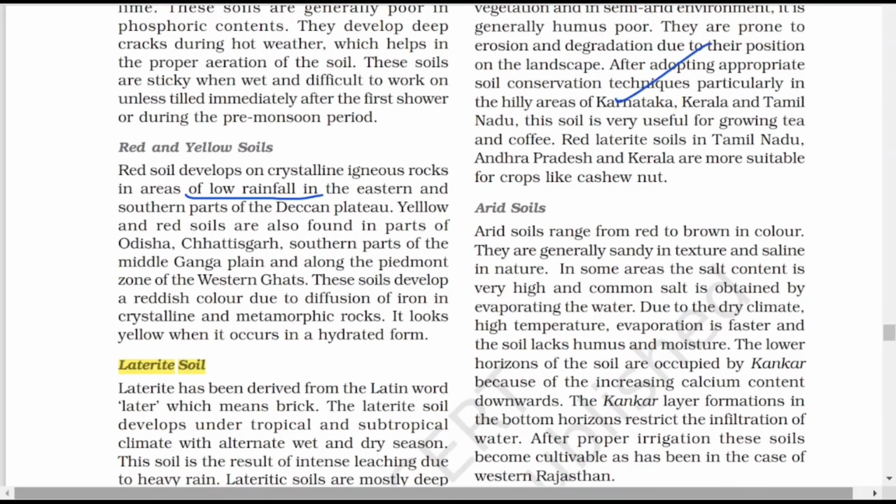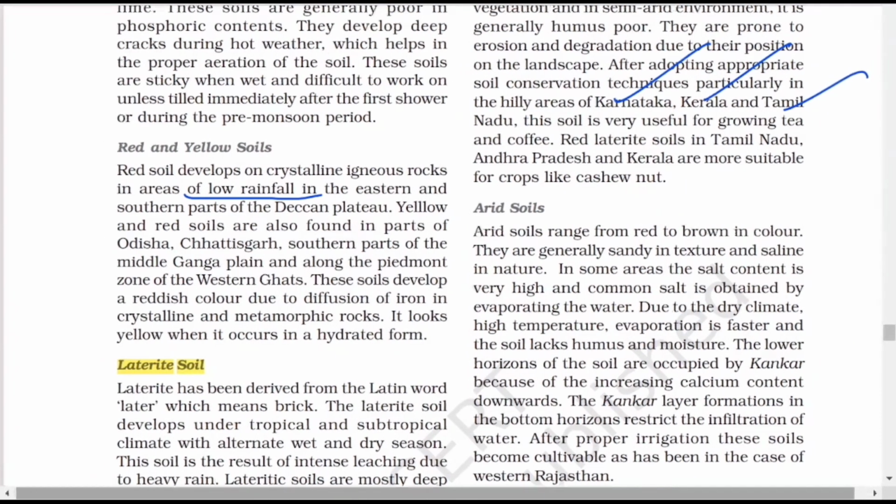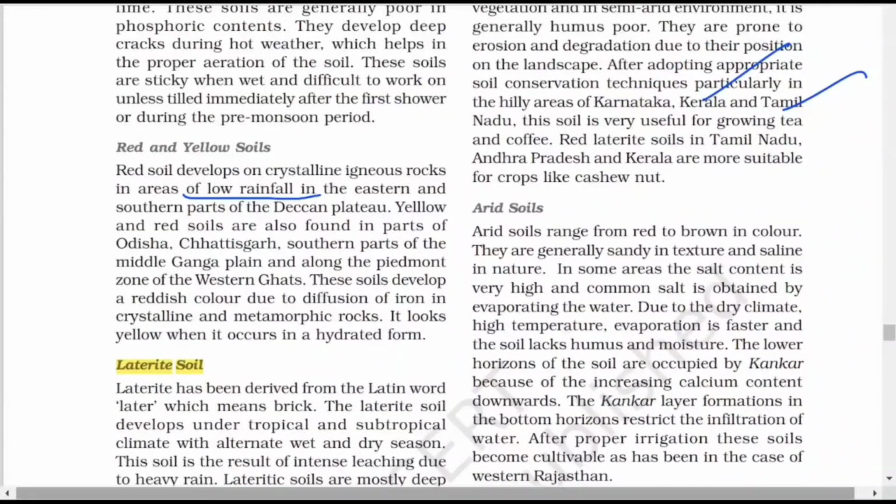Now Karnataka, Kerala, Tamil Nadu. Soil is useful for two crops, tea and coffee. Clear? Now for cashew nuts, you will find different names. Now for cashew nut, it is red laterite soil in Tamil Nadu. So first state is given Tamil Nadu, next state is given Andhra Pradesh, next state is given Kerala, are more suitable for crops like cashew nut.